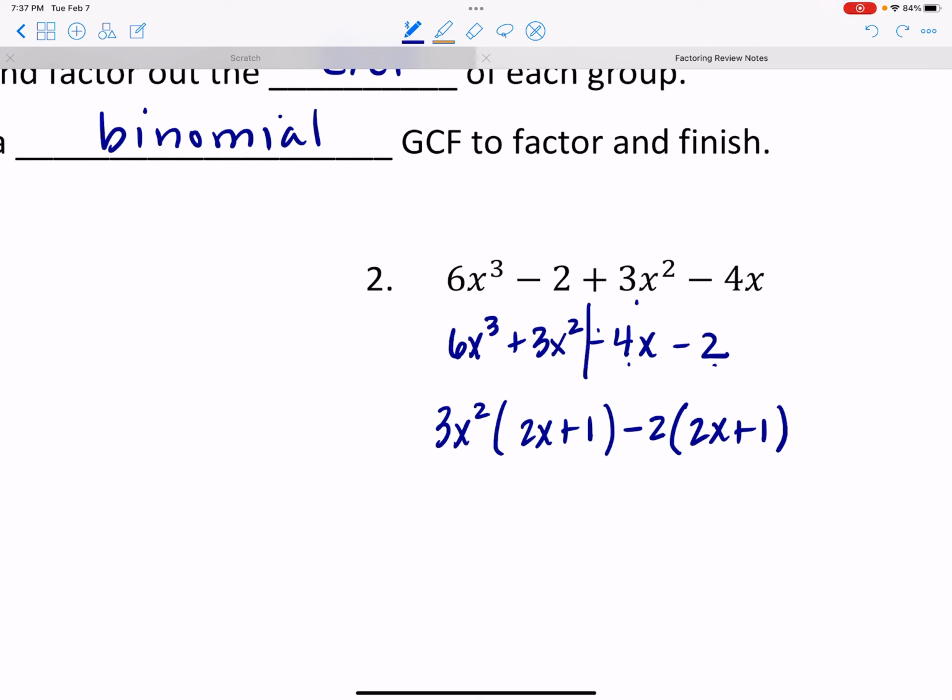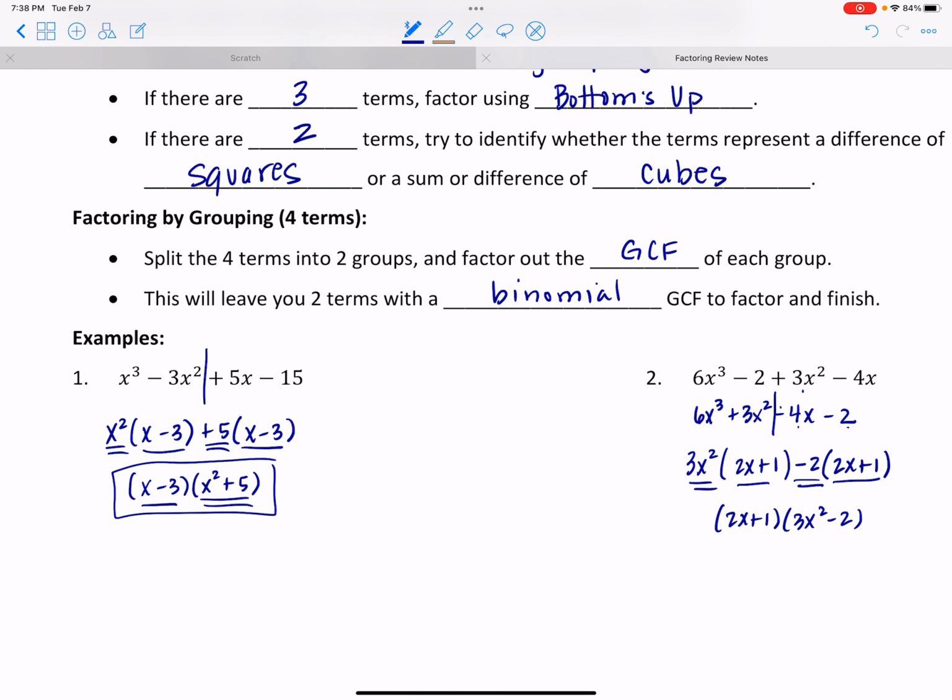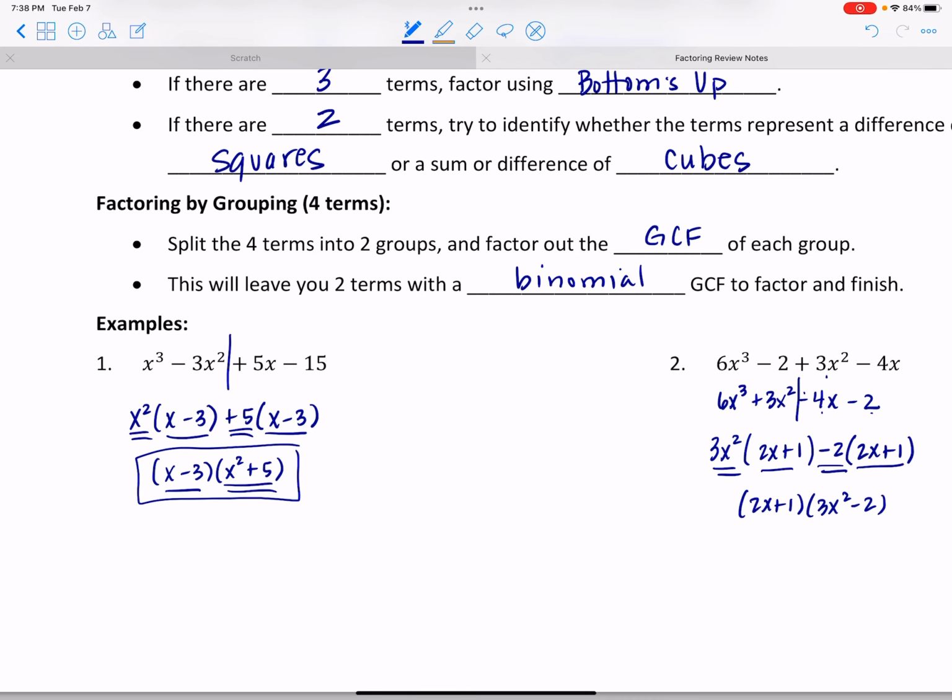So now instead of 4 terms with nothing in common, we've got 2 terms. They have in common a 2x plus 1. I'm going to factor that out. And that's going to leave me a 3x squared minus 2. And I'm done. Took my one polynomial and rewrote it as a product of 2. Okay, so that's a process of grouping, which is basically just factoring out GCFs. Hopefully one of the processes that you're comfortable with and have seen enough.